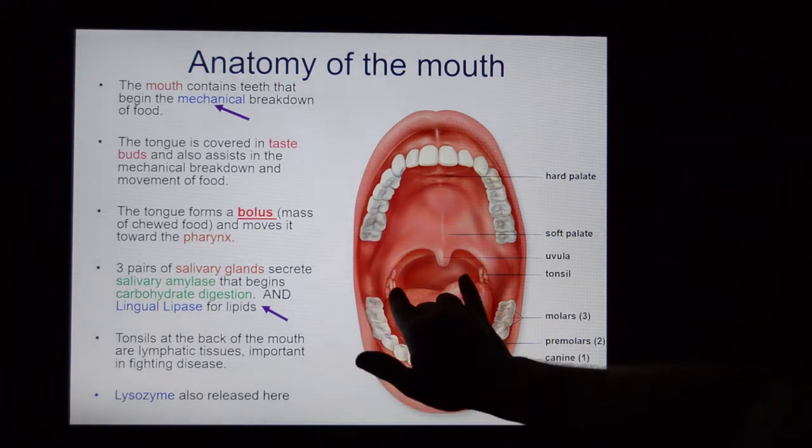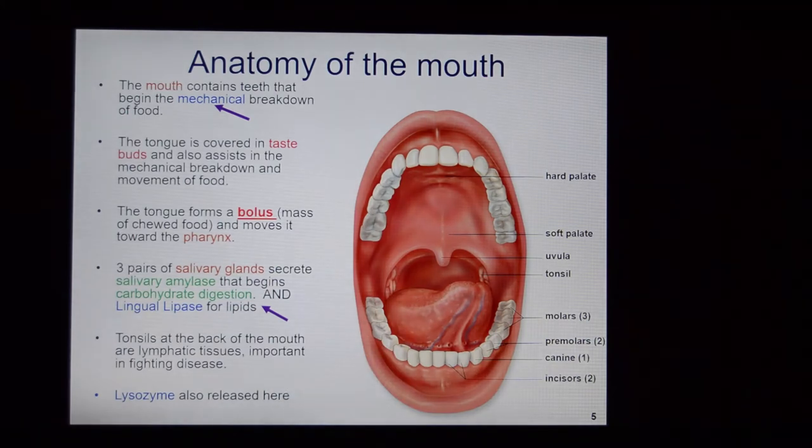Now, you also have tonsils in the back of the throat. These also help to note any potential pathogens that are coming into the body. Recall that tonsils are part of the lymphatic system, and the lymphatic system is hand-in-hand with your immune system. And also worthy of mention is that lysozyme is released here, lysozyme being a very powerful antibacterial agent, which kind of keeps you from getting as many oral infections, let's say.